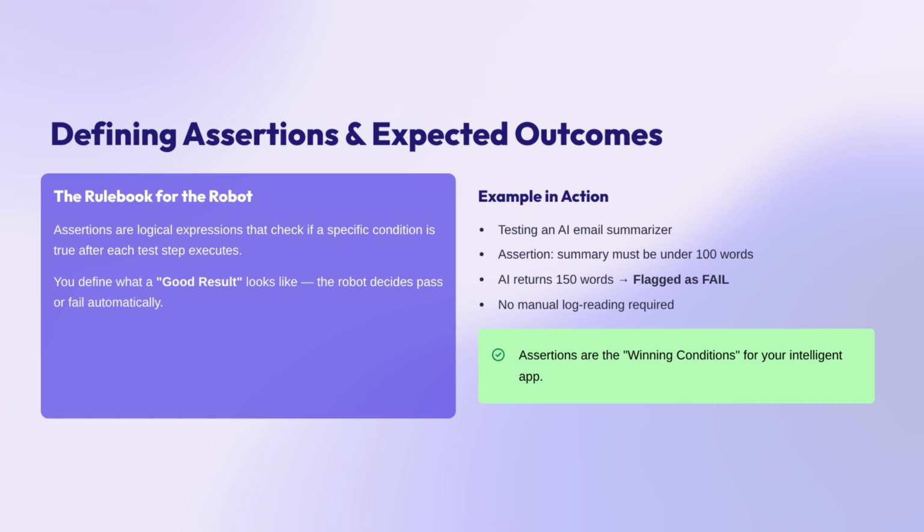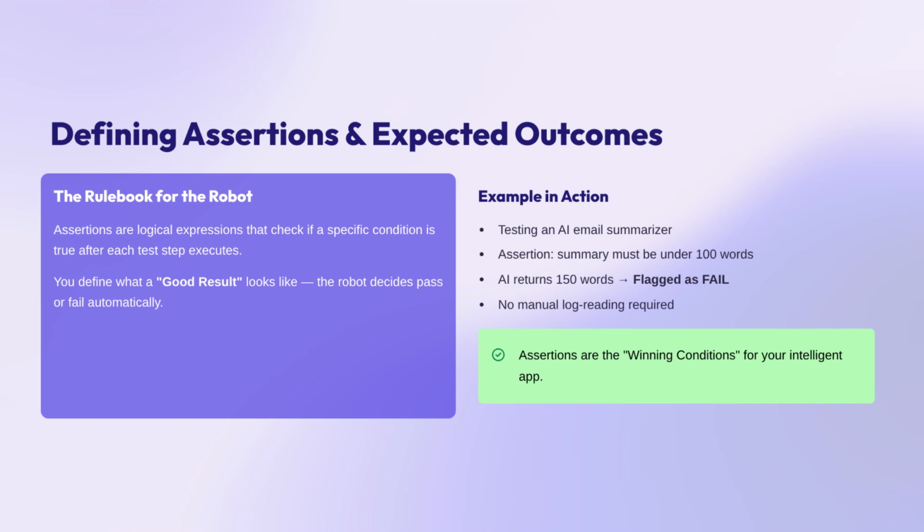Think of a dummy example. You are testing an AI model that summarizes emails. Your assertion might be, the summary must be shorter than 100 words. If the AI gives you 150 words, the robot flags it and says fail. Stay with me here because assertions are the brain of your test. They make the decision for you so you don't have to read every single log.